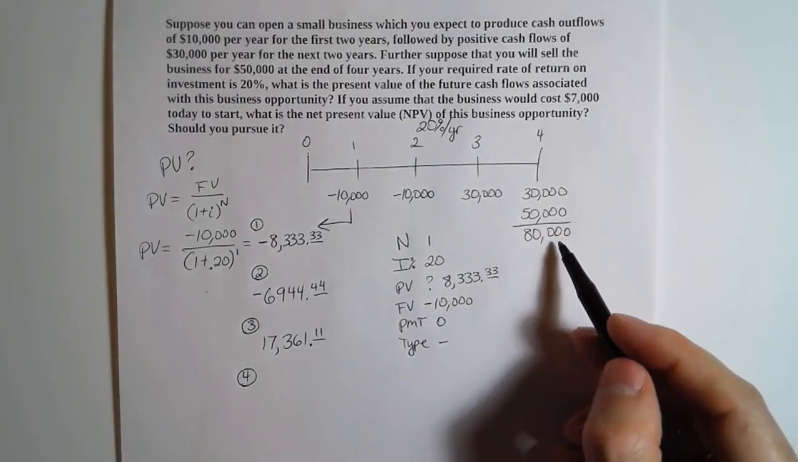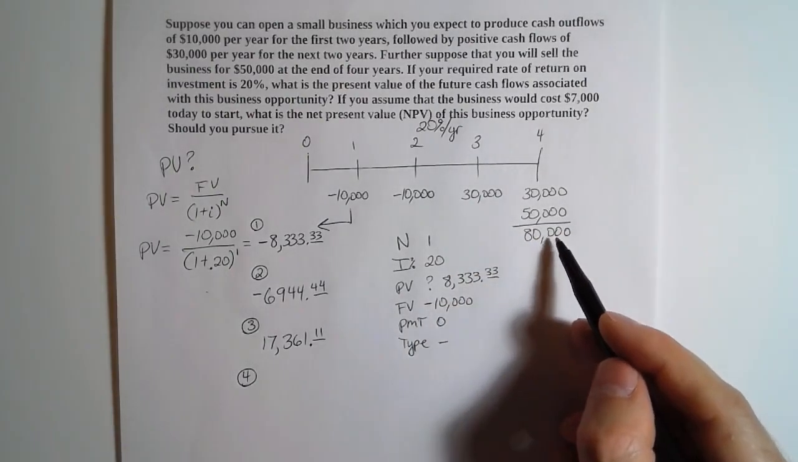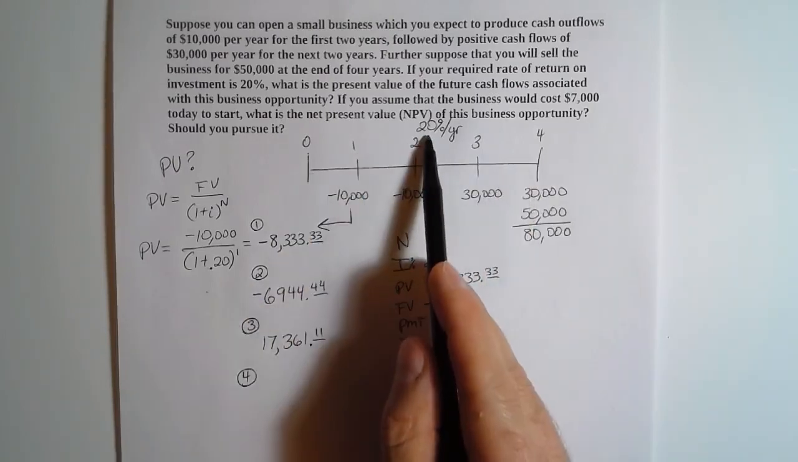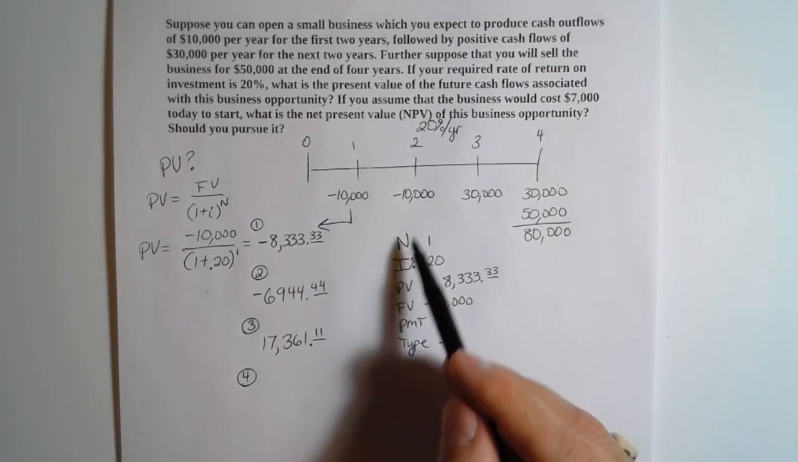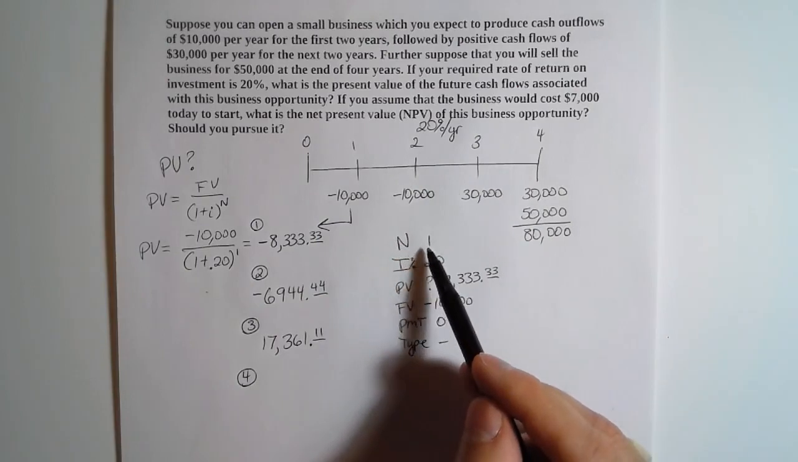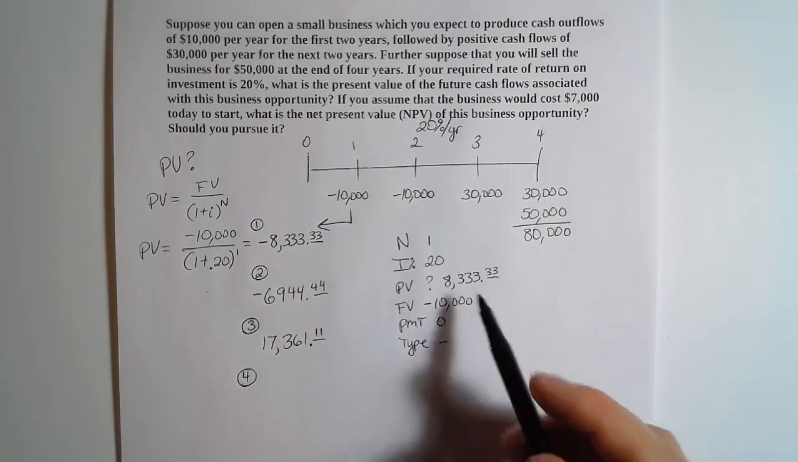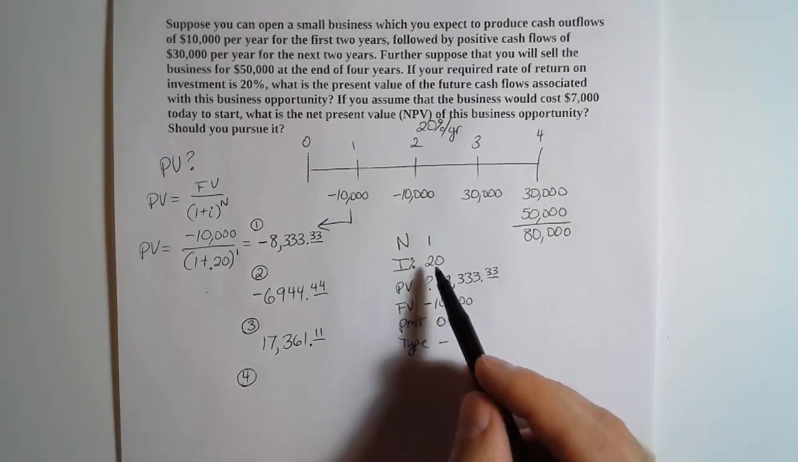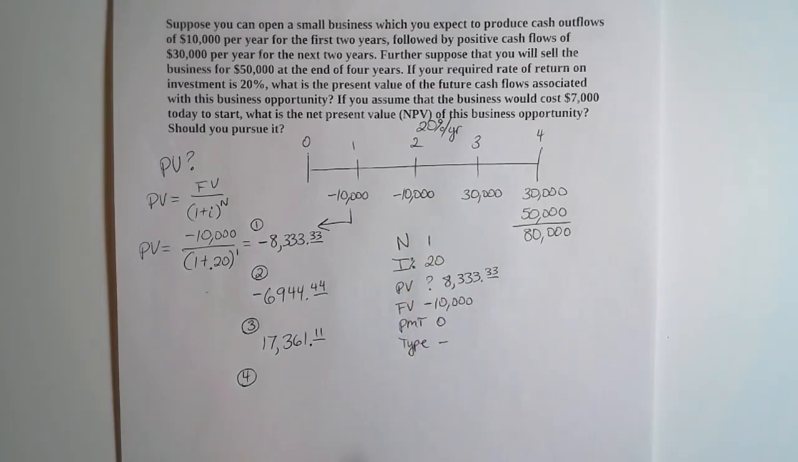And now what you want to do is find the present value of $80,000 that you're bringing back 4 periods with the annual rate of 20%. So if you go back to your time value money solver, N will be 4 now. The future value will be a positive 80,000, and you will still use the 20% interest, and we'll solve for the present value. So at this point, you should pause the video and try that and see what you get.